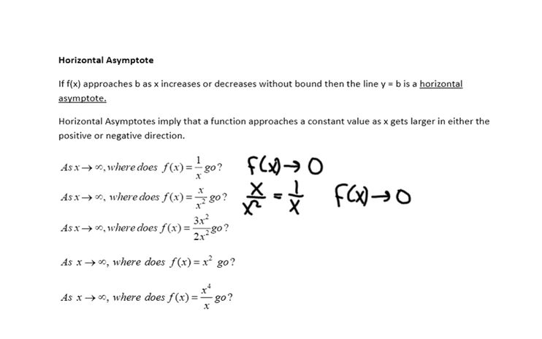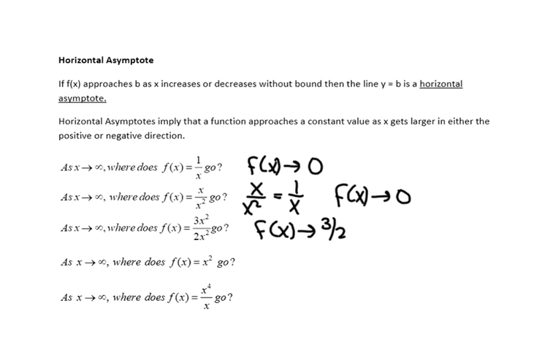Now, let's take a look at the third example. As x approaches infinity, where does f of x equal to 3x squared divided by 2x squared go? Well, 3x squared divided by 2x squared is 3 halves. So this one's nice. f of x is going to approach 3 halves.